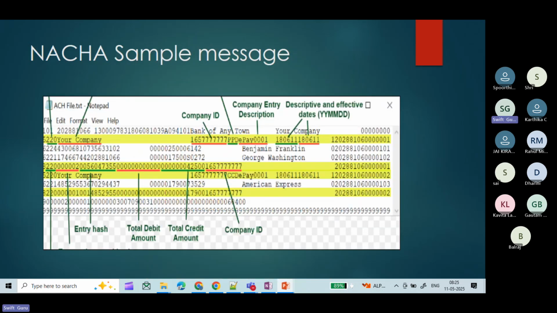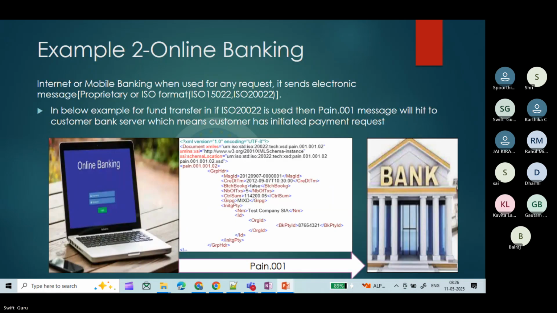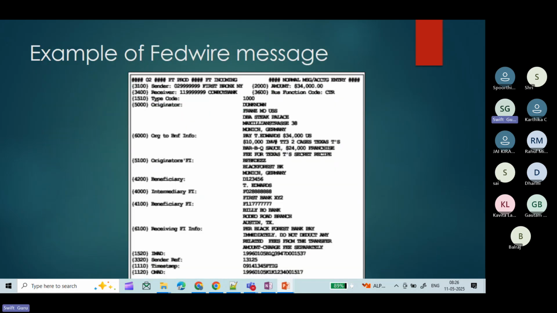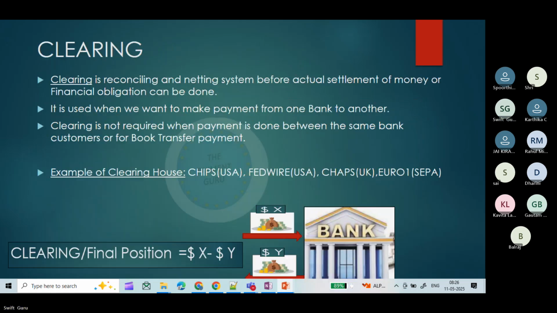This is another sample message, again a flat file based message. The UK Bacs standard 18 message is also a flat file message wherein the data are at least separated by a comma, and each of them has a specific meaning defined within the system. And then this ISO 20022, which is what we're going to learn about. So these are all different example snippets which I have taken from the internet to give you a feel. So that's about messaging.